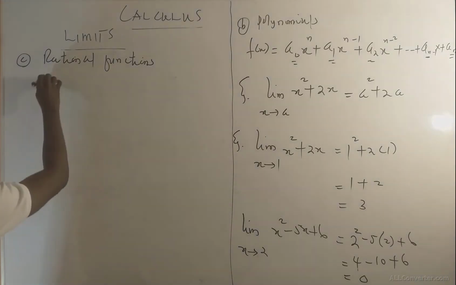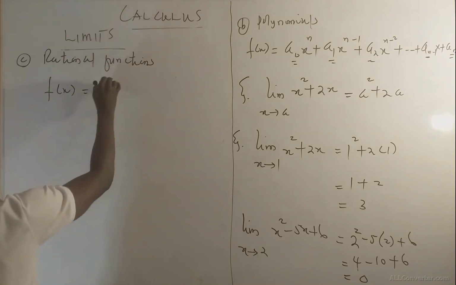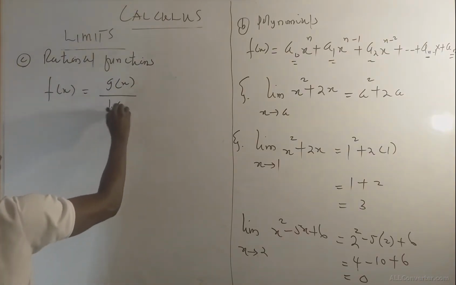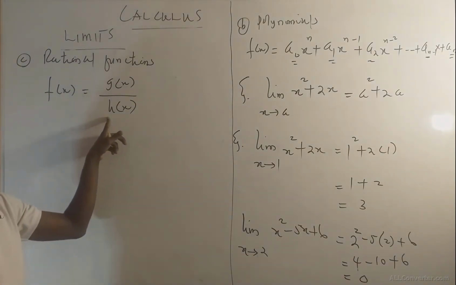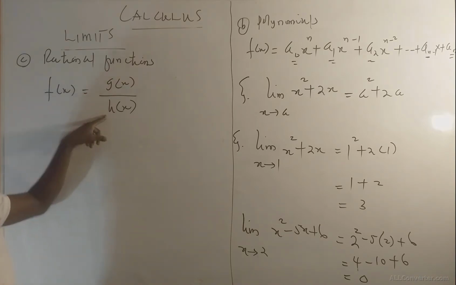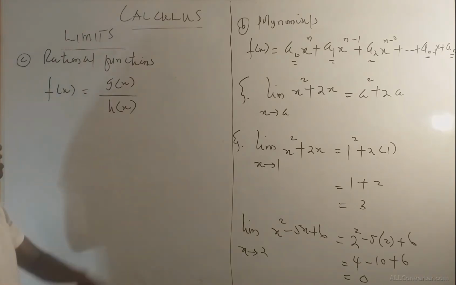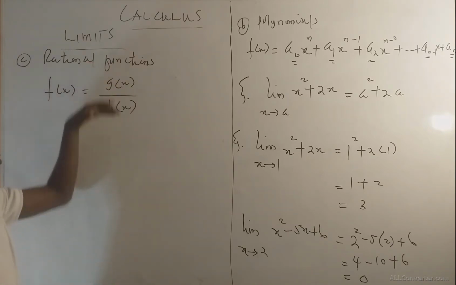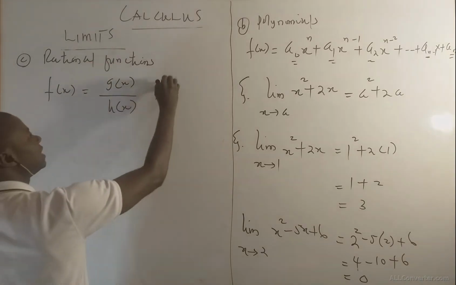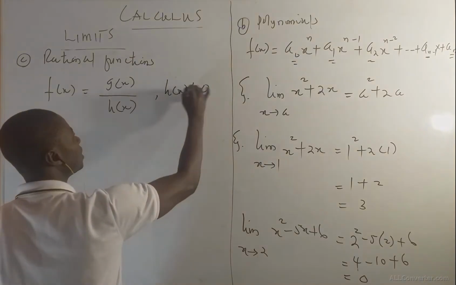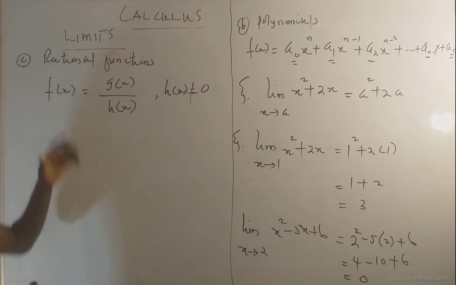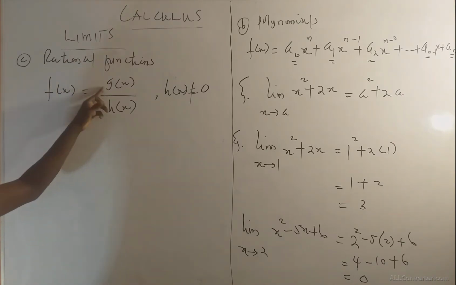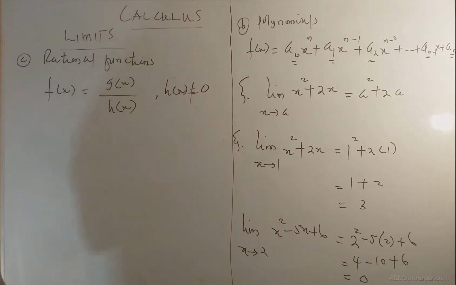So let's assume that we have the rational function f of x equals g of x over h of x. Don't forget that g of x is a polynomial function and h of x is also a polynomial function. Take note that h of x, the denominator, must not be equal to 0. If it is equal to 0, then it is no more a rational function. Because we are dividing one polynomial by the other, we call it the rational function.